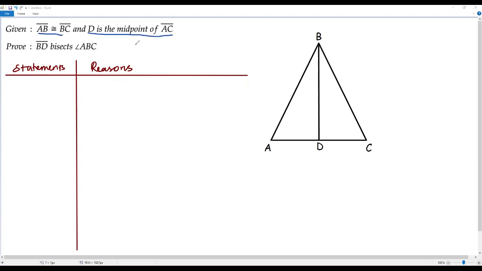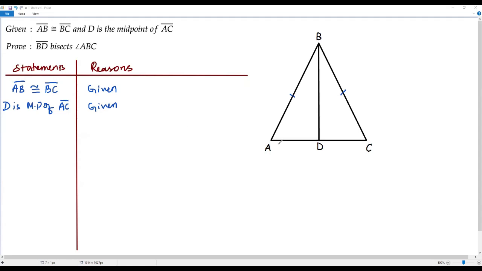We have two pieces of information. The first piece of information is that the line segment AB is congruent to the line segment BC. So it is given in the question itself. Now the second one is D is the midpoint of the line segment AC. That is also given in the question itself. Since AB and BC are congruent, we can have markings over there. AB and BC are congruent.